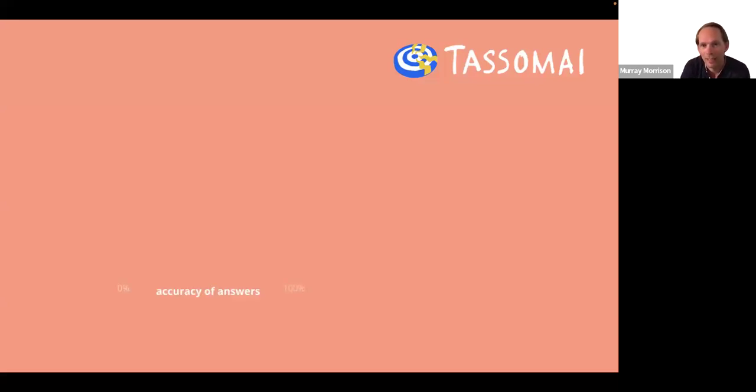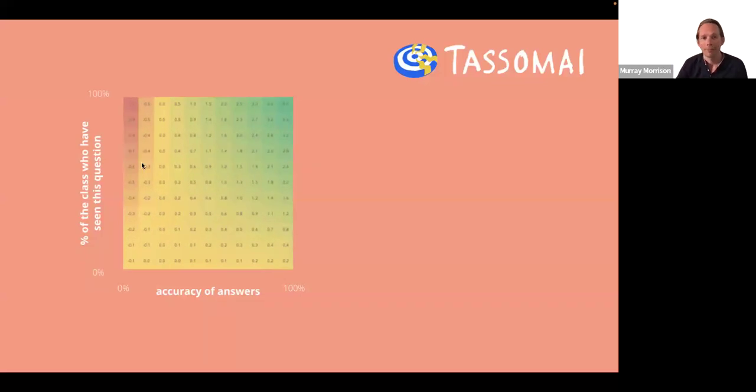Okay, here's how we tried to solve this problem. When you say we'd like a group quiz for this class in cell biology, we look at all their answers in that topic, and we look at the accuracy of the answers, and we look at the proportion of students in the class who have seen each question. So you've got question 1, everyone's seen it and nobody's got it right.